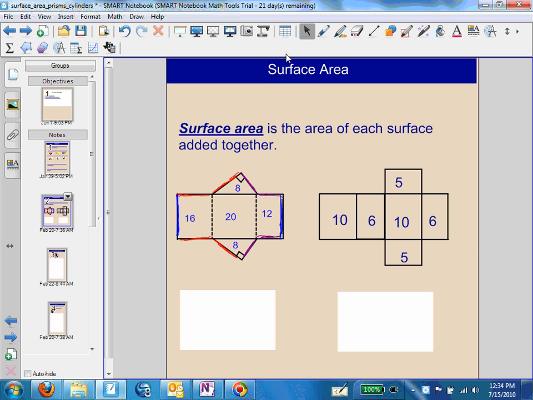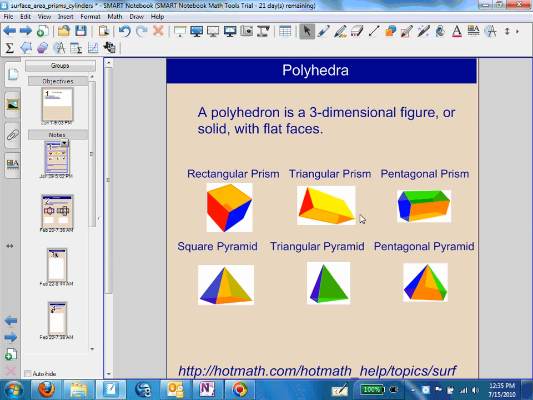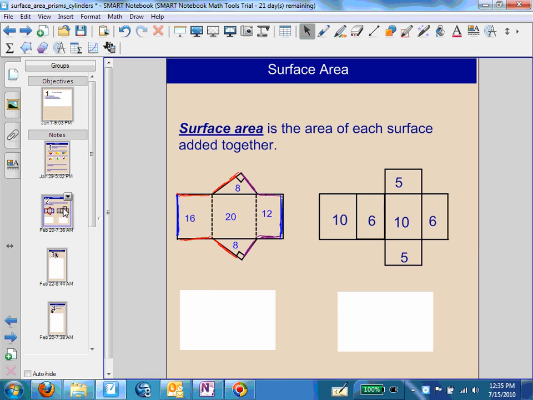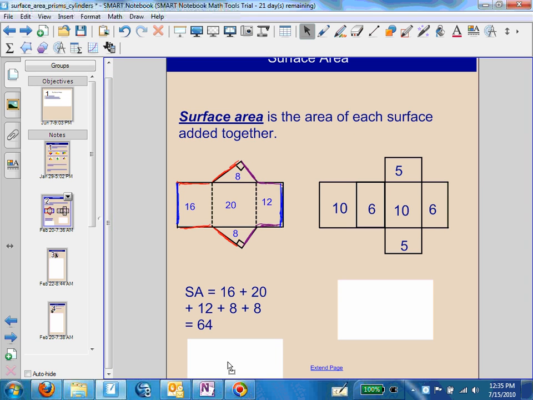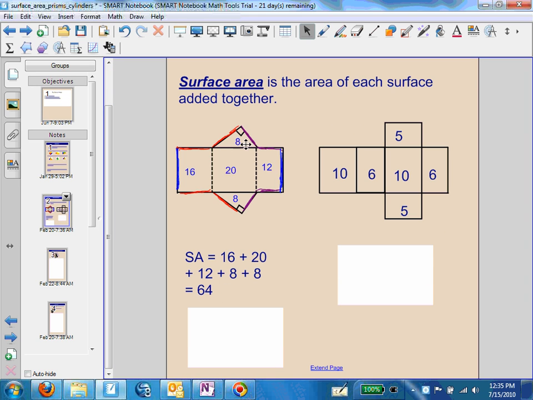And to help you visualize a triangular prism, let me just remind you this is what it would look like once it's folded, only I have it rotated up on its side. So the triangles are on the top and the bottom. So all we have to do is add these numbers together to find the total surface area, which is pretty easy. So it's going to be 16 plus 20 plus 12 plus 8 plus 8, and that gives me the surface area. So you're adding the area of each different figure, and that's the total surface area.